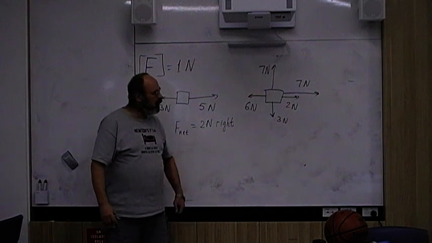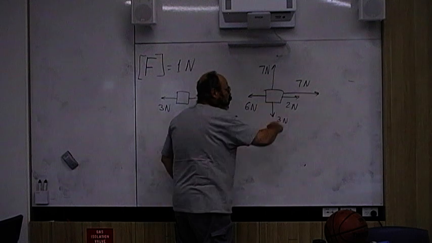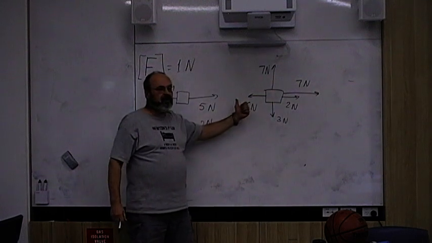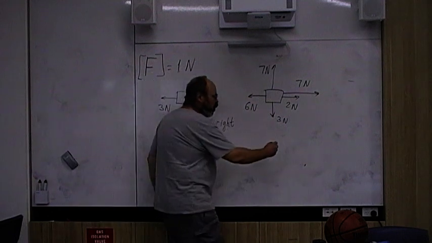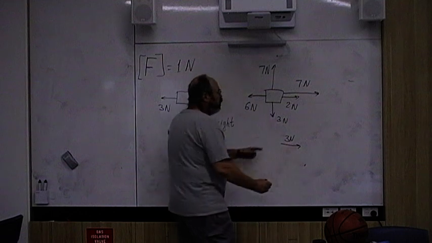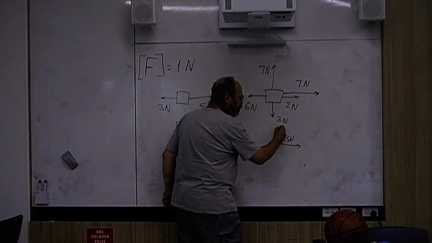So we'll first find the net force horizontally. What will be the total to the right? It will be 9, and 6 to the left. So overall we have 3 newtons to the right. And then the other one, vertically, we will have 4 newtons up.